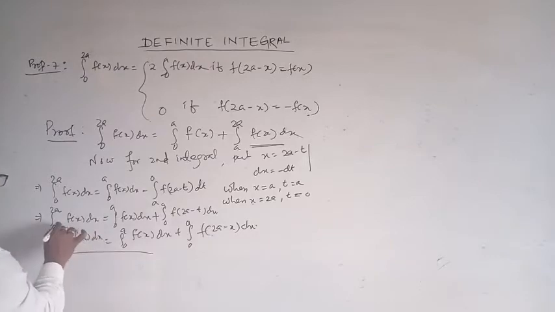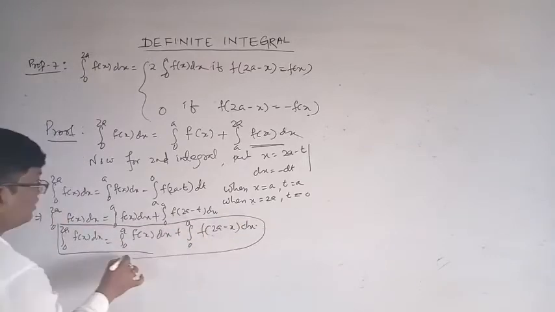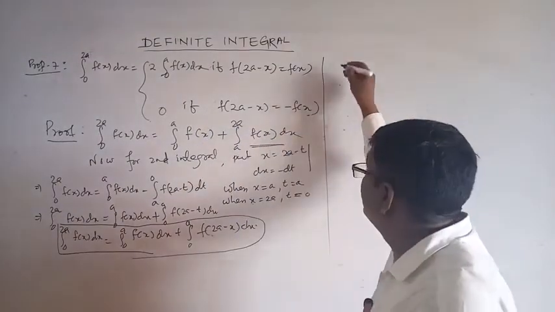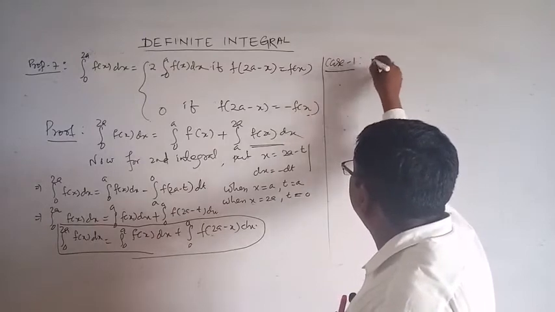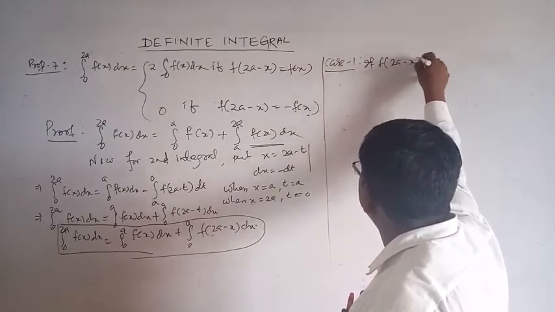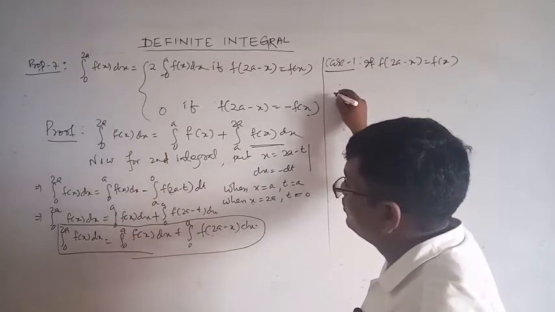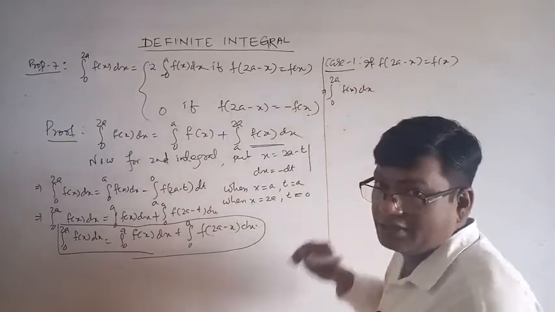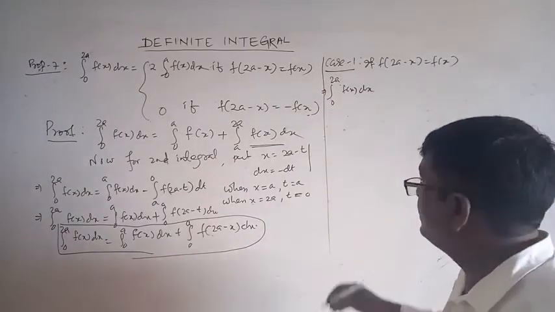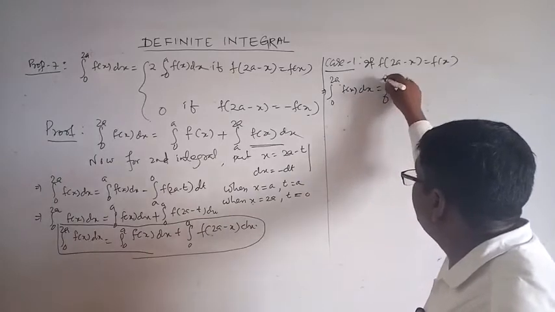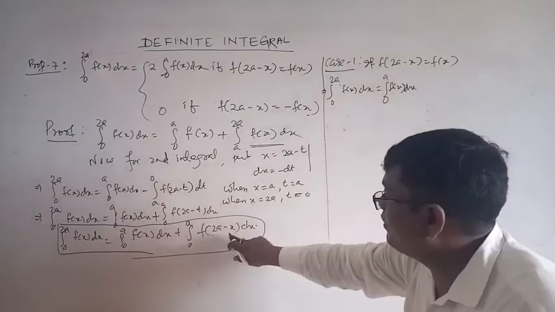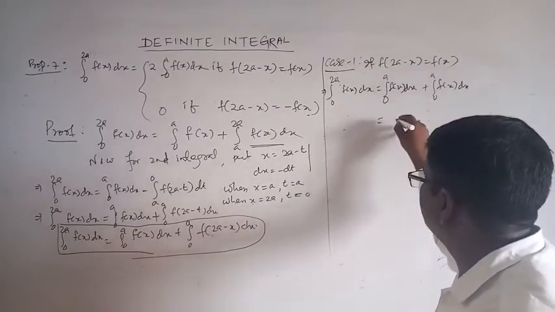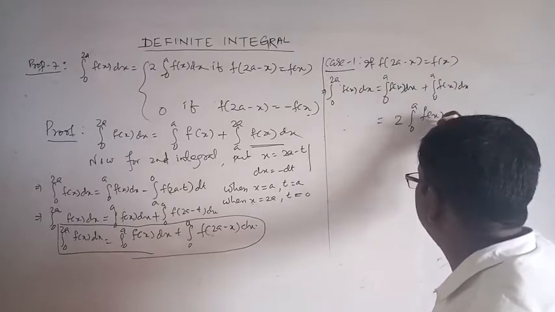Okay, now two cases here. Case 1: if f of 2a minus x is equal to f of x, then integral 0 to 2a f of x dx is equal to integral 0 to a f of x dx plus integral 0 to a f of x dx. So this is equal to 2 times integral 0 to a f of x dx.